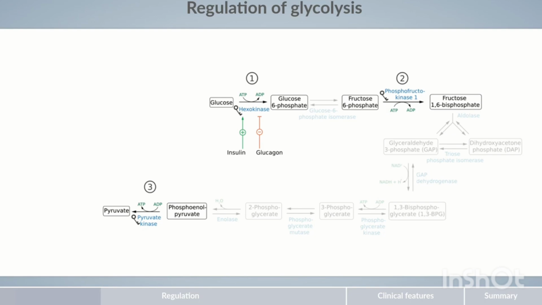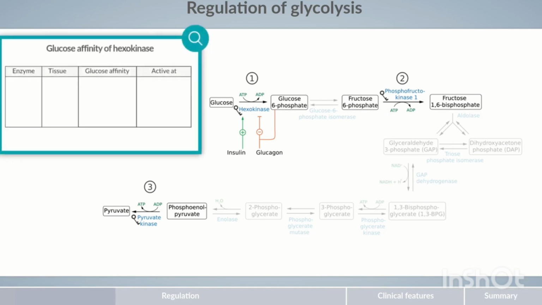Another inhibitor for hexokinase is its product, glucose 6-phosphate. It ensures that only a moderate amount of glucose 6-phosphate is produced in the cell. An additional determining factor for the fine-tuning of glycolysis is the glucose affinity of the various tissue-specific hexokinases.